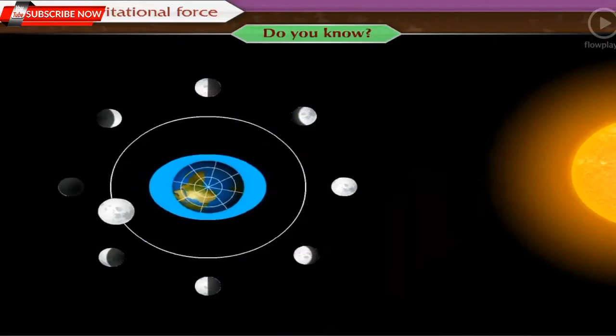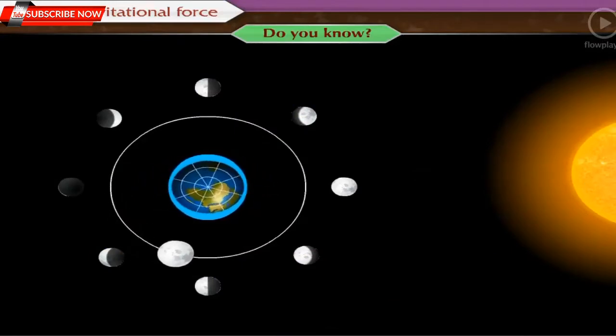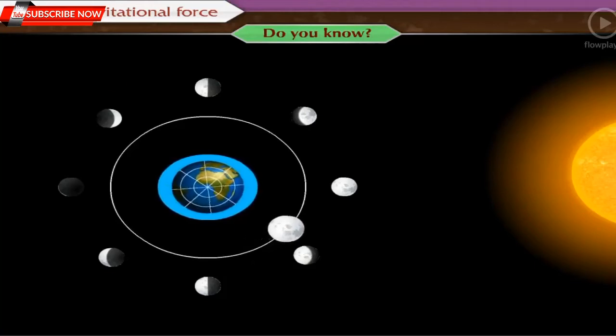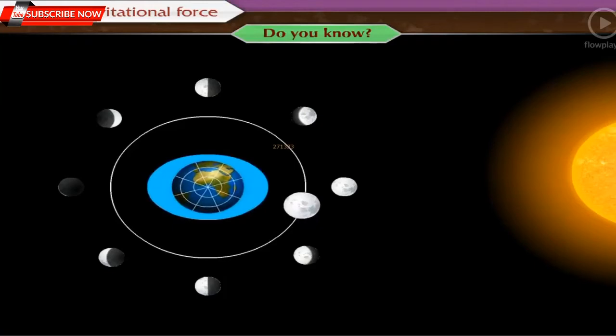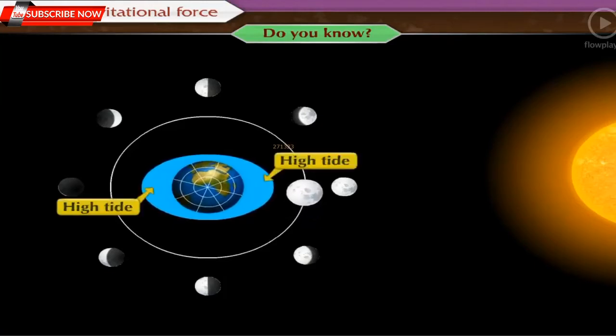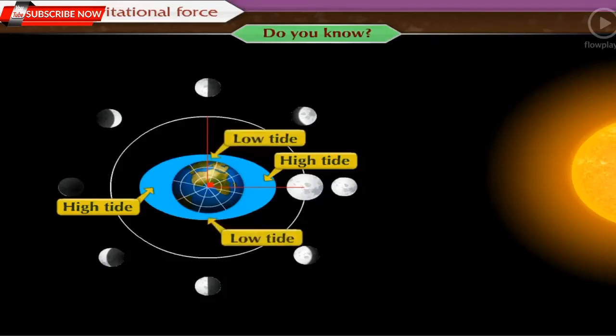The level of water in the sea changes due to the gravitational force exerted by the moon. Water directly under the moon gets pulled towards the moon, and the level of water there goes up, causing high tide at that place. At two places on the earth at 90 degrees from the place of high tide, the level of water is minimum and low tides occur there.